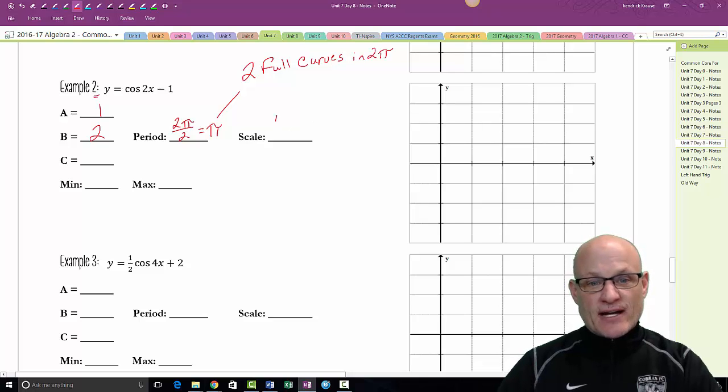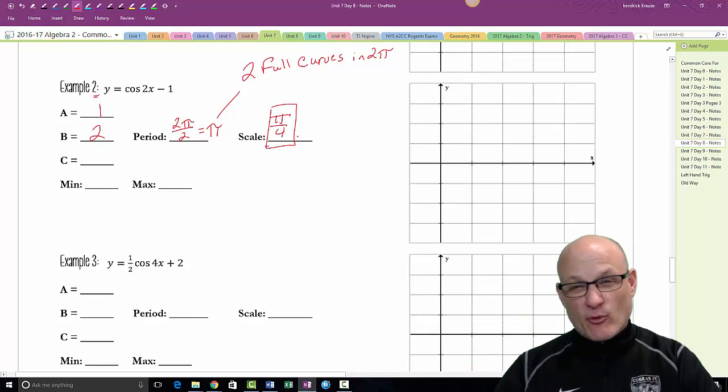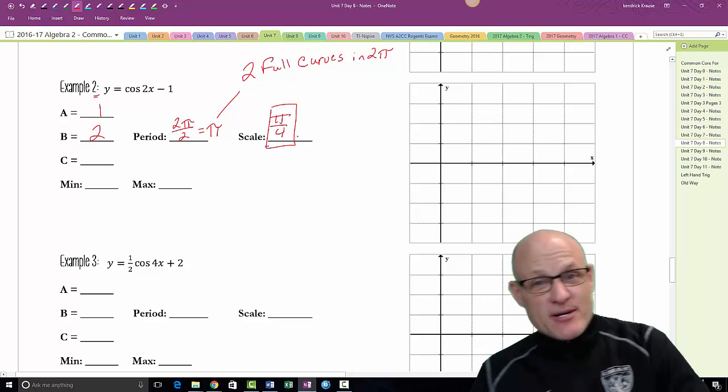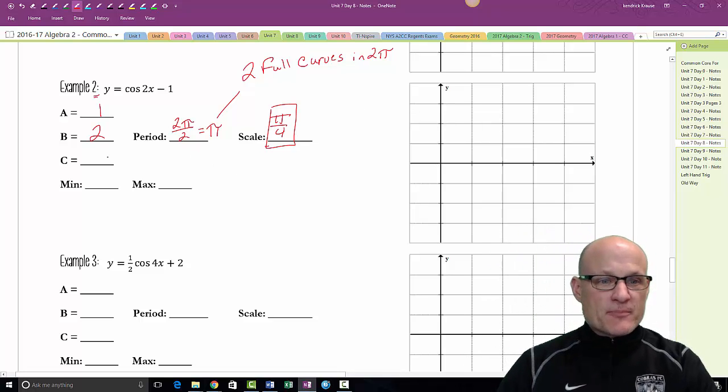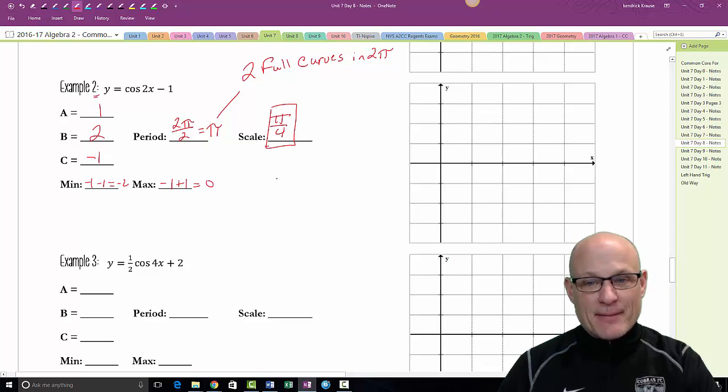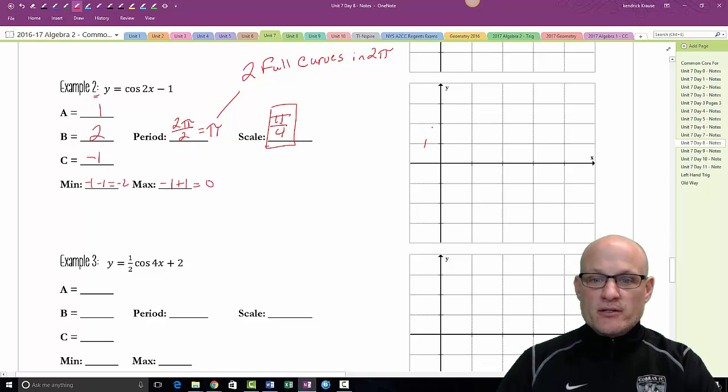Now, the scale factor, which is going to be pi over 4, means every pi over 4, we're going to have one of our important points. So every pi over 4, we need to have an important point. C is negative 1. Negative 1 minus 1 equals negative 2. Negative 1 plus 1 equals 0. There's our min and max. 1, 2, negative 1, negative 2, pi over 2, pi, 3 pi over 2, and 2 pi.